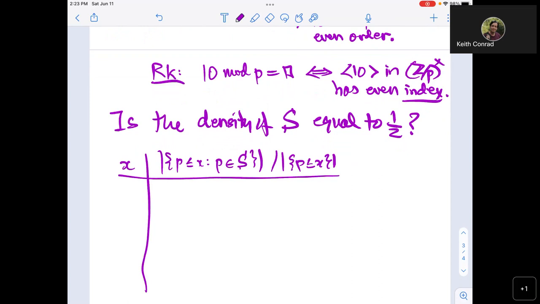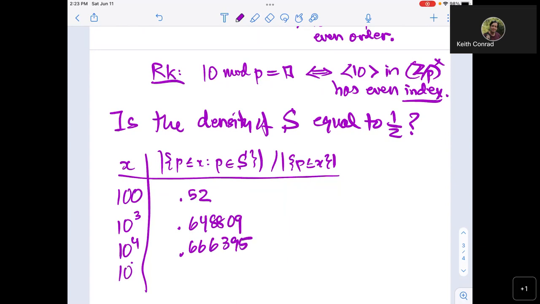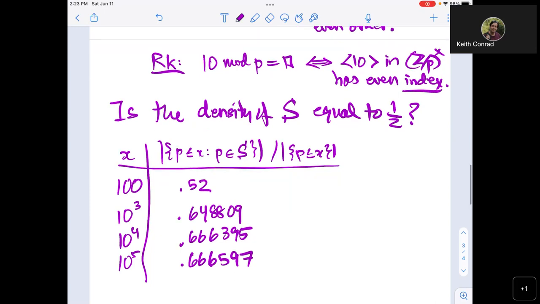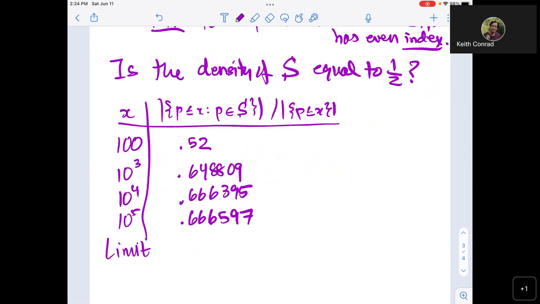All right, so if you count the primes up to 100, this proportion is 0.52. Hey, pretty good. Count up to 1,000, it's 0.648809. Oh, what happened there? 10 to the fourth, 0.666395. It's going the wrong way. 10 to the fifth, 0.666597. Conclusion? Yeah, so what is the limit? It's 2/3.